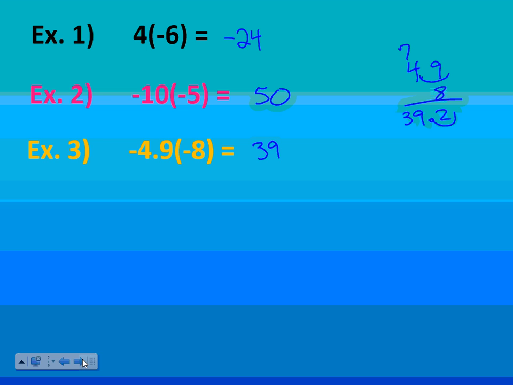If you made it 8.0, actually, no, I don't think it would, because you'd have a 0, and then it'd be an extra place, and you move it twice, and it'd still be the same. So, very good. So 39.2. And then part 2, a negative times a negative is a positive. Okay, so don't forget part 2.